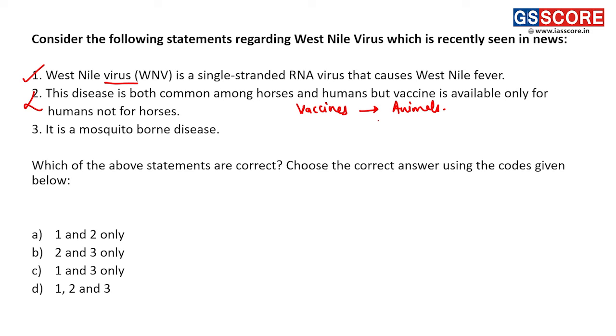Third statement now, it is a mosquito borne disease, right? So the third statement is correct because the Culex mosquito spreads this particular disease, and that's why it is a mosquito borne disease. So the first and third statements are correct. We are supposed to find out correct statements only, and hence the answer is C, 1 and 3 only. Answer of this question is C. Next question now.